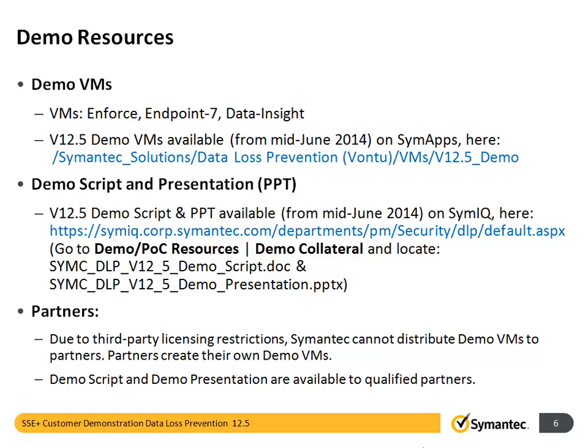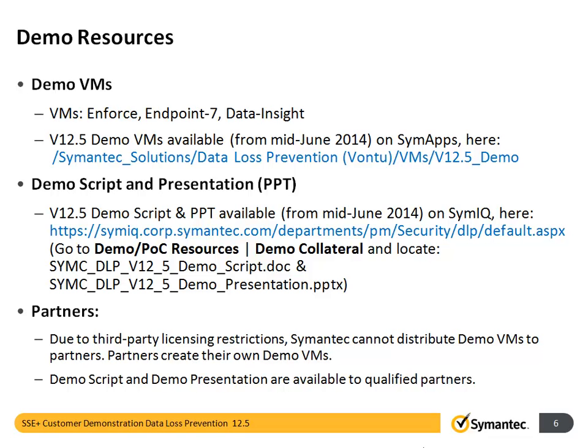So you'll want to download those 3 demo VMs and make sure you're very familiar with them. For internal folks, you can find the demo VMs on Synapse in the location described. It's now just a little bit before the official GA date for 12.5, but within 2 or 3 weeks we should have those demo VMs updated and posted to Synapse in the location listed.